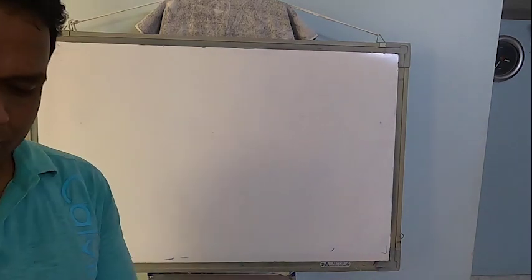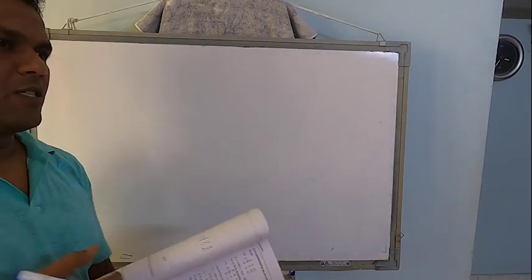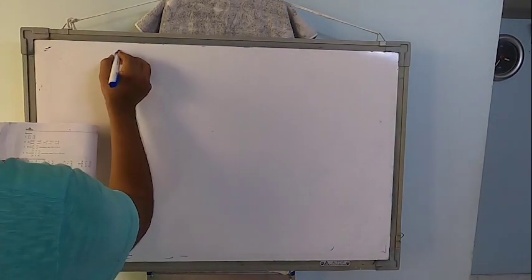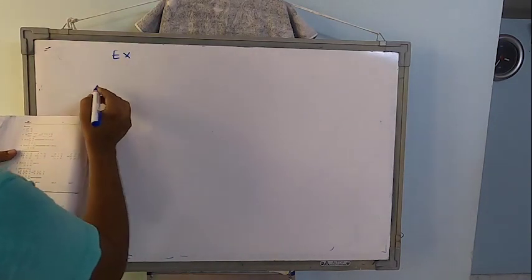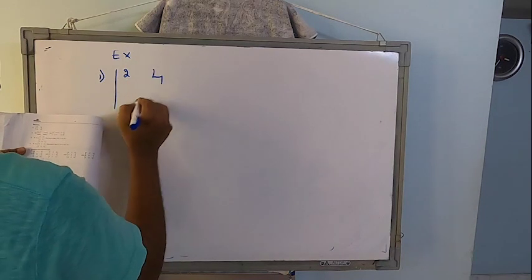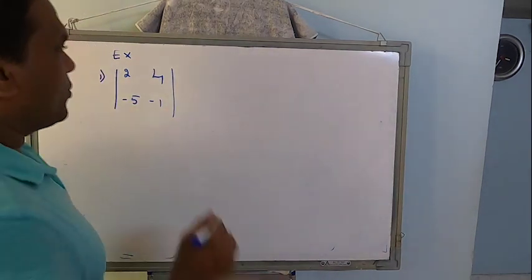So let's go to the next. Now these were the worked examples, okay. Now let's move on to the exercise problems. In the exercise problems, the first thing we have to do is evaluate. So the first one, determinant 2, 4, minus 5, minus 1. I told you what to do.